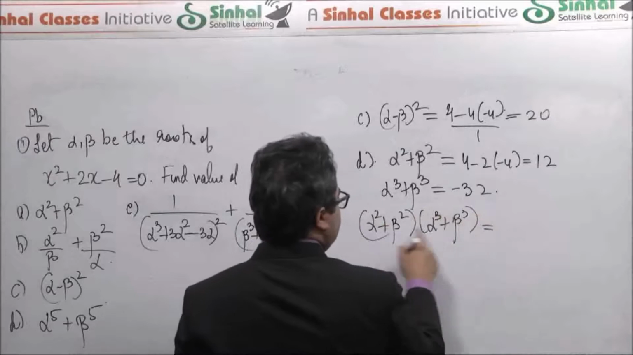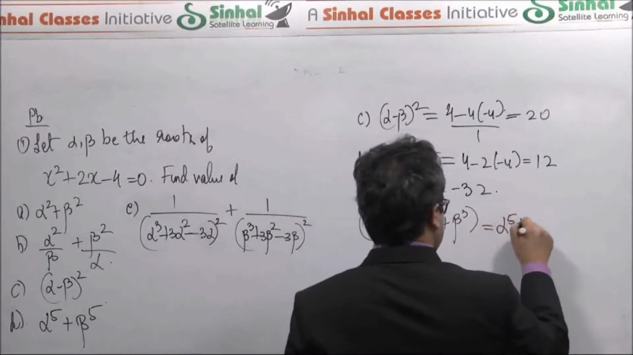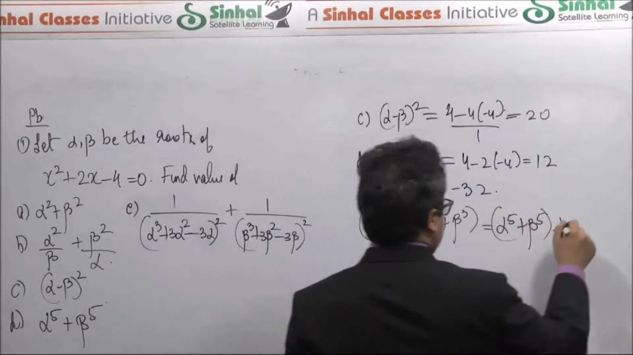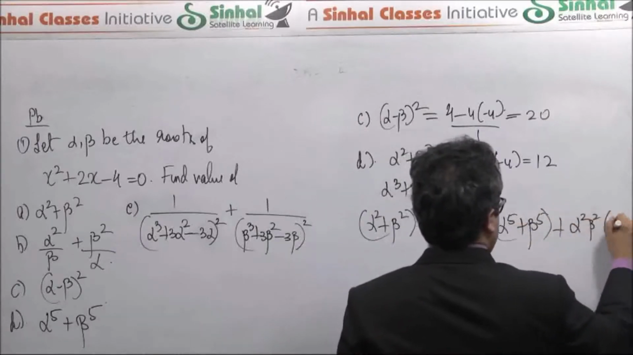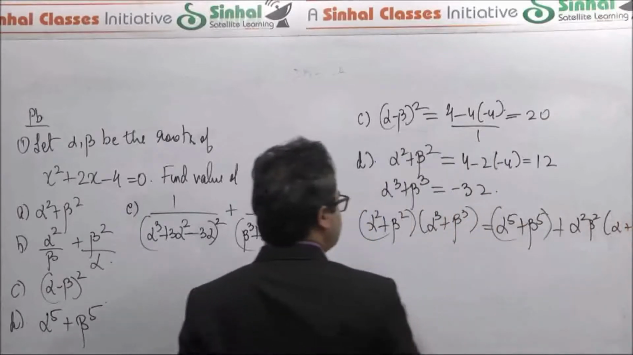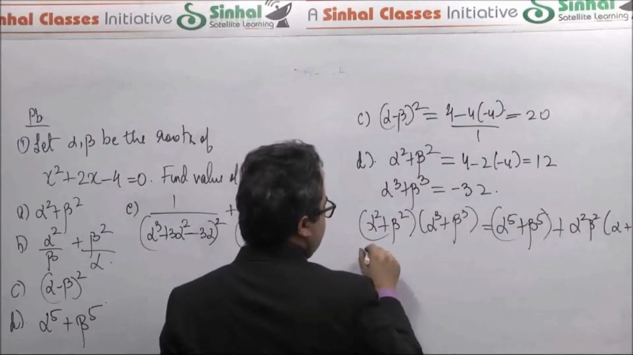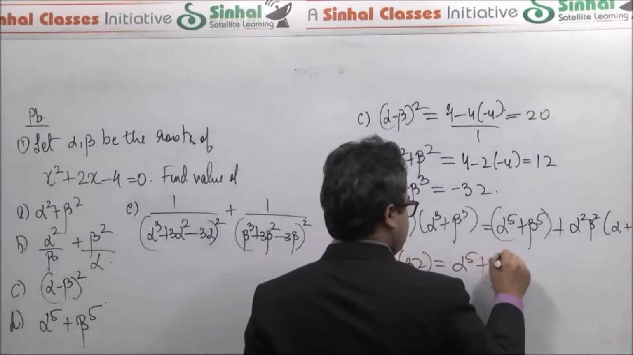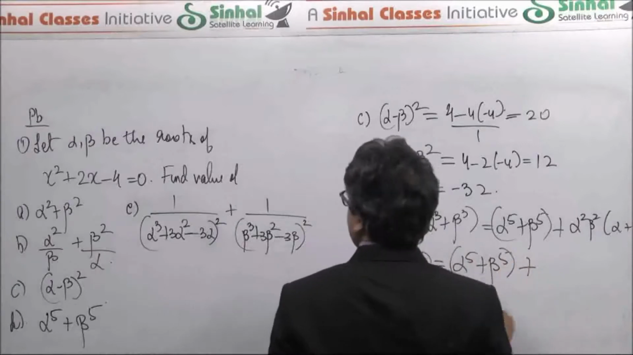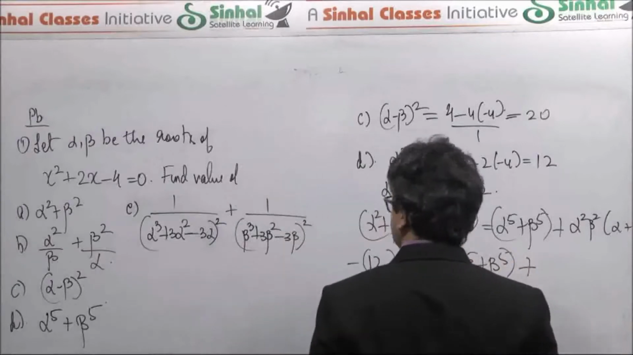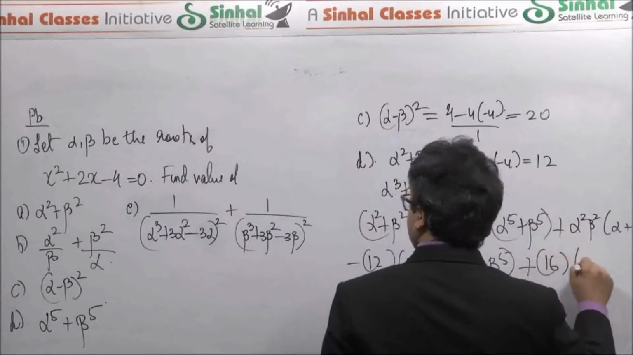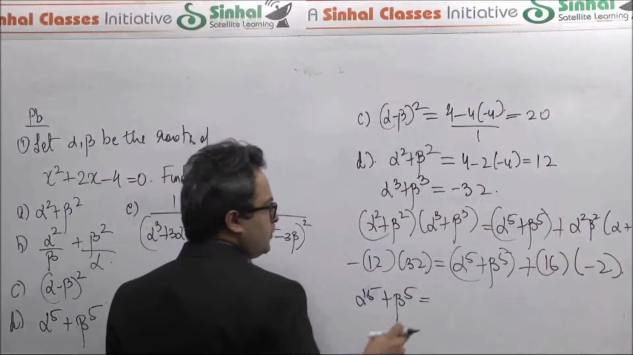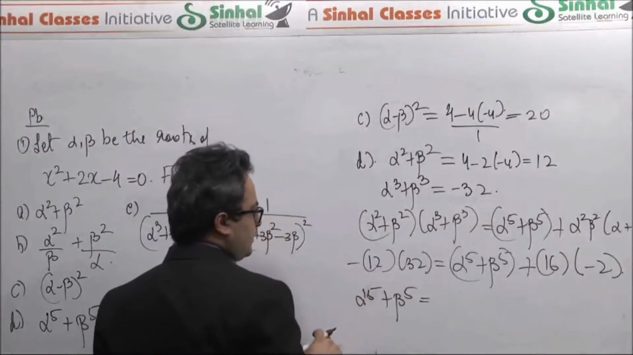If I multiply these two values, I'll get something like this. Okay, so just let's substitute values. So 12 into minus 32. Alpha square beta square. Alpha into beta again is minus 4, so square should be 16. Alpha plus beta is minus 2. That will be how much? Minus 32 plus 32. So 32 into 11.